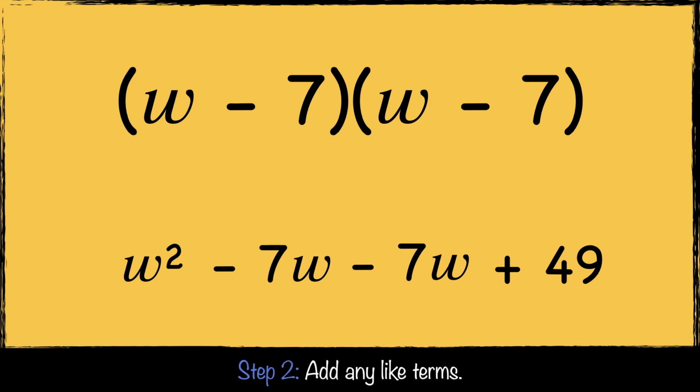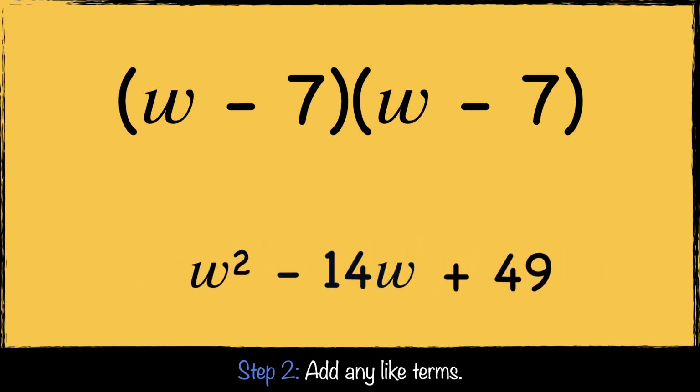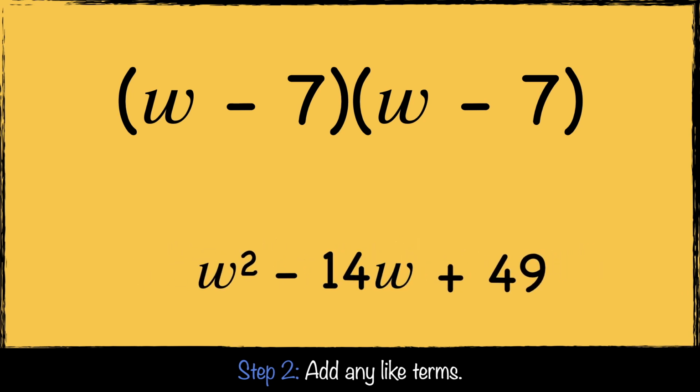Now we need to simplify by combining like terms. Minus 7w and minus 7w are like terms. Minus 7w take away 7w is minus 14w. So the simplified expression becomes w squared, subtract 14w, add 49.